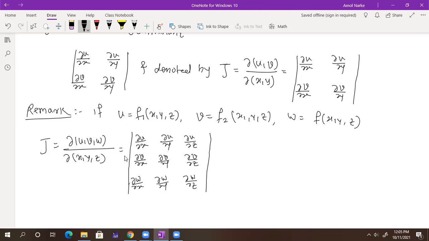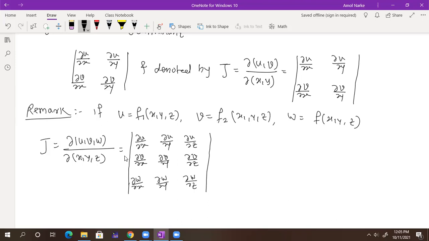Now you can find any Jacobian, 4x4, 5x5. Just what is the condition? The condition is very important. You should have u as a function of x, y, z, v as a function of x, y, z, and w as a function of x, y, z. Then and only then you can find this. That is important. Got it, everyone? Any doubts?